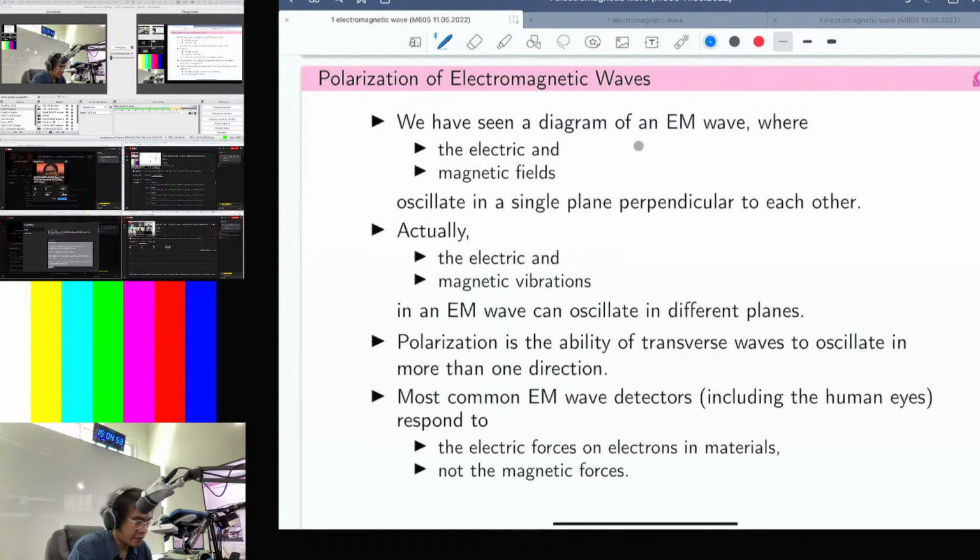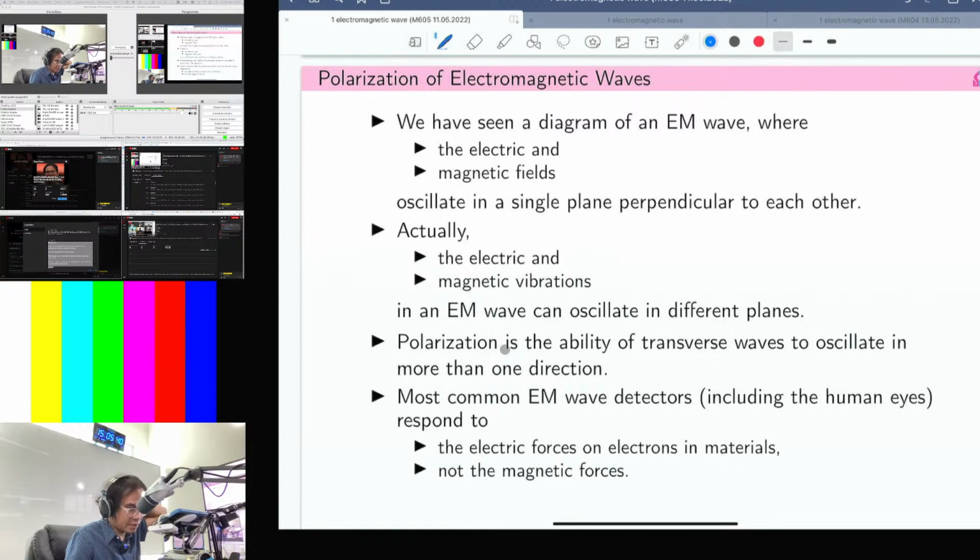You have seen the diagram of the electromagnetic wave where the electric field and magnetic field oscillate in a single plane and perpendicular to each other. It means that the plane for electric field oscillation is perpendicular to the magnetic field oscillation plane. So both planes are perpendicular to each other. But actually the electric field and magnetic field could oscillate in different planes other than that. And here we come to the word polarization.